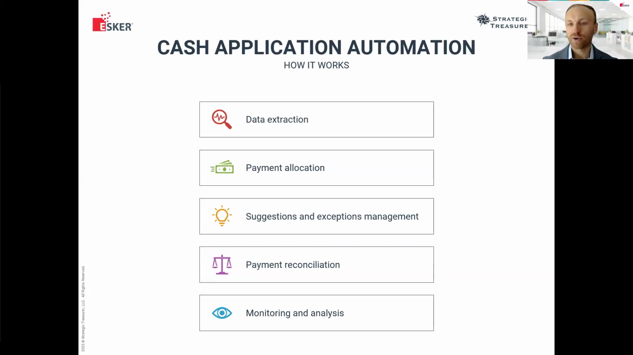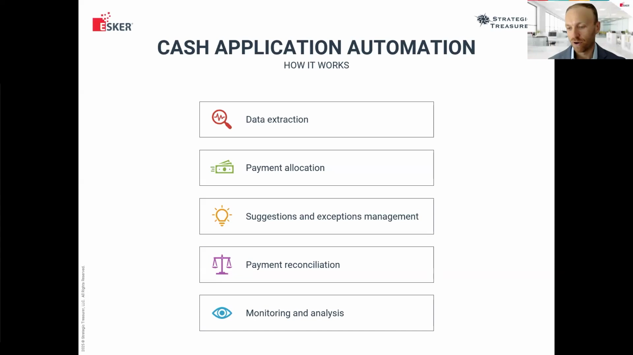So there's data components and fields on both of these pieces of information that can be read, extracted, and then allocated and matched to each other. Those two pieces are a big area where you're going to see improvement if you were to automate this with a technology, with a software system. And then suggestions and exceptions management.